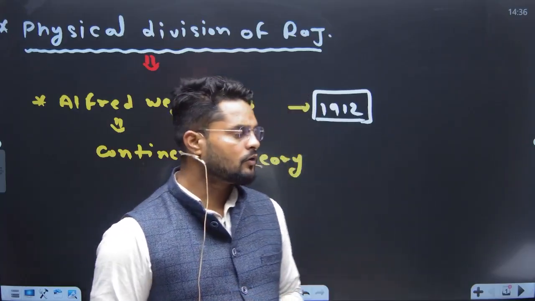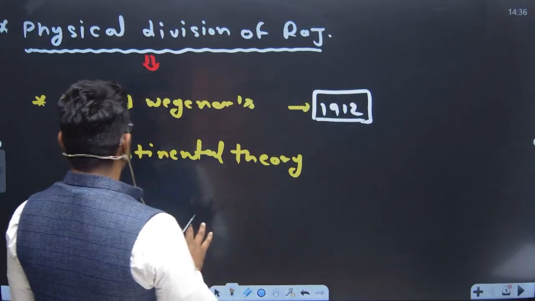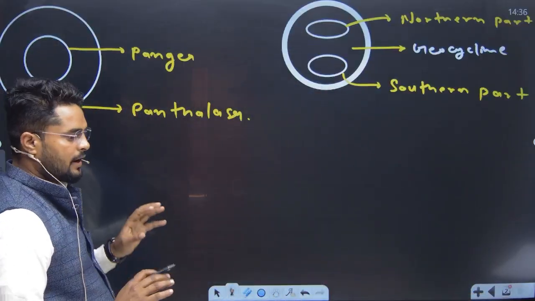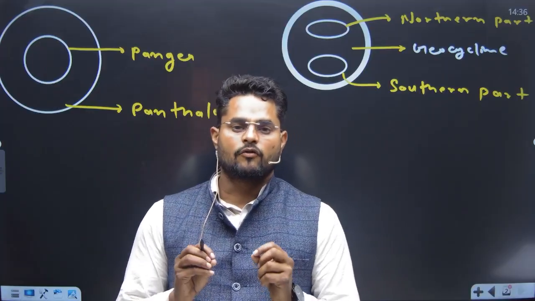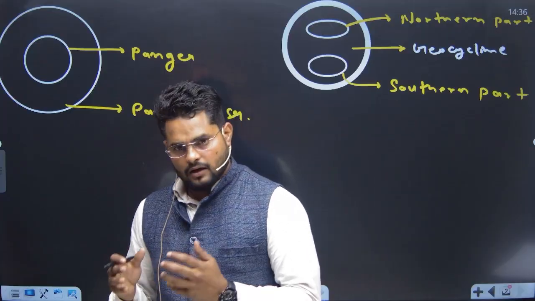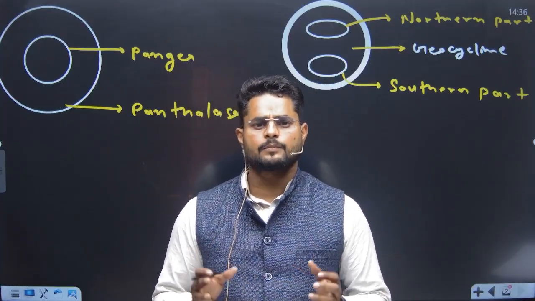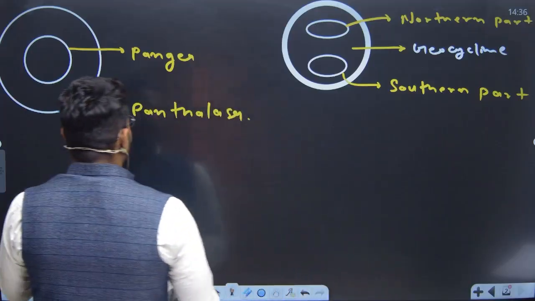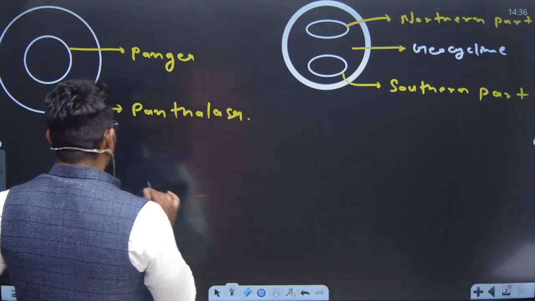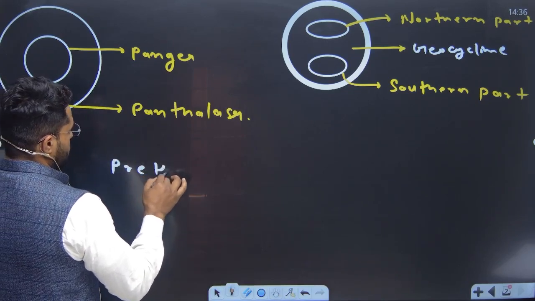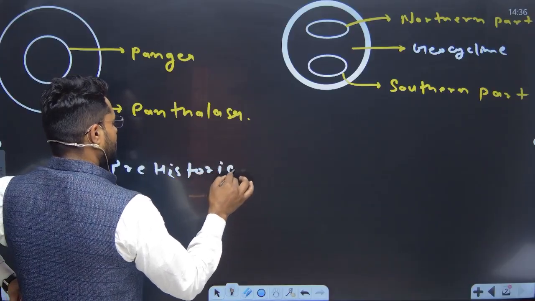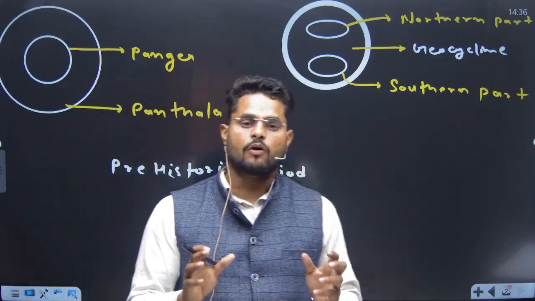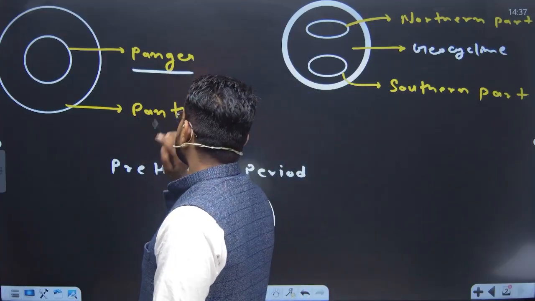Dear student, according to Alfred Wegener's continental theory, the entire world was in the form of a single body. We know that our earth is divided into 7 different continents. But according to Alfred Wegener, in the prehistoric era, the entire world was in the form of one body, which is known as Pangea.